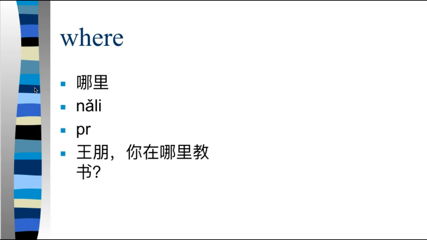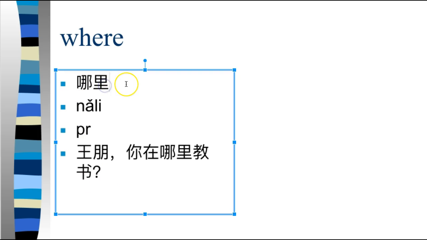哪里 means where, like, where's that? 在哪里？王鹏，你在哪里教书？Where do you teach? The only tricky thing here is not to confuse this with the word 那里, which means that and is different from 哪里 by virtue of the extra mouth radical. Of course, because it's a question, it has a mouth radical to signify that someone's asking something with their mouth.